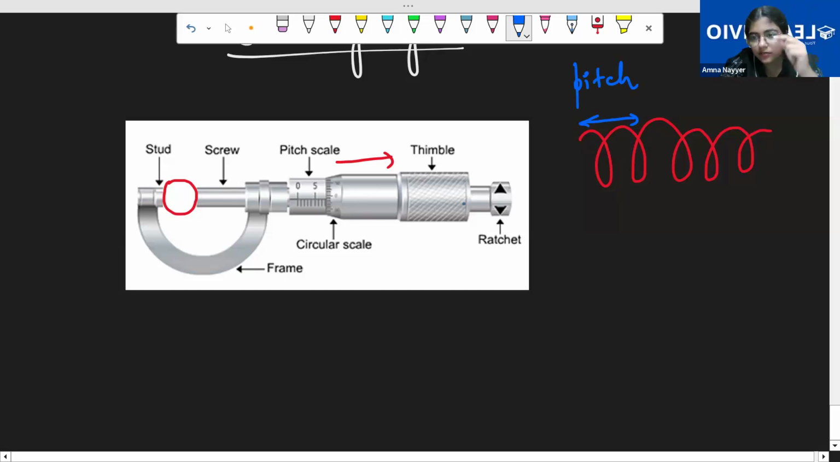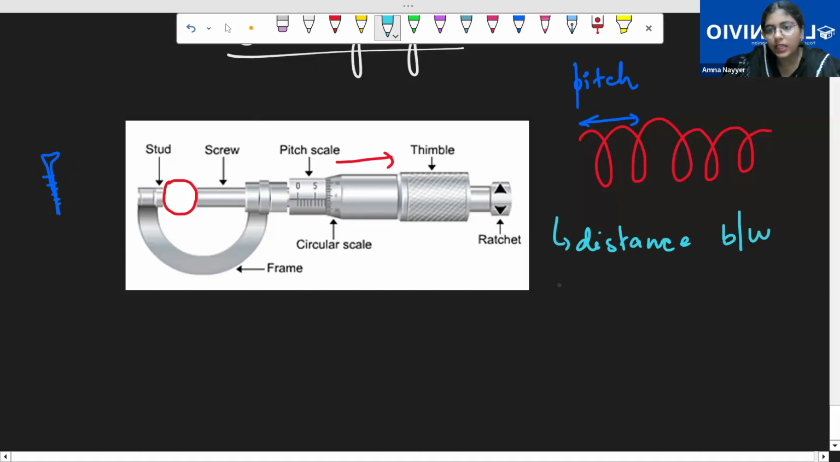Threads means the way you have threads in a screw. If you take the screw, you have threads in here. So the distance between two consecutive threads is the distance. That is the definition of pitch that will be given to you.